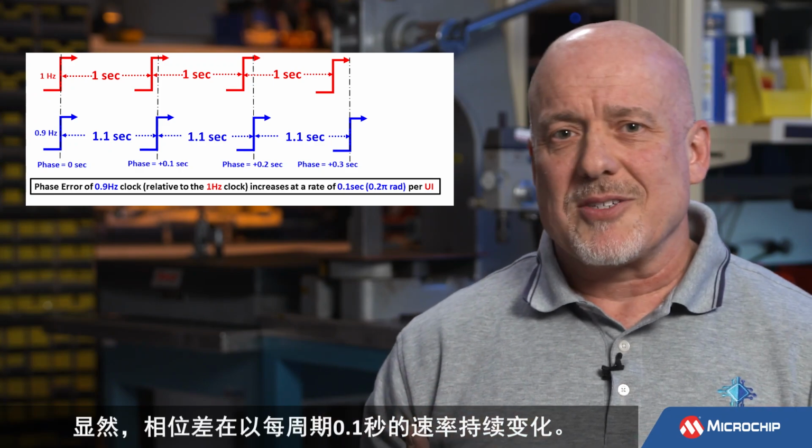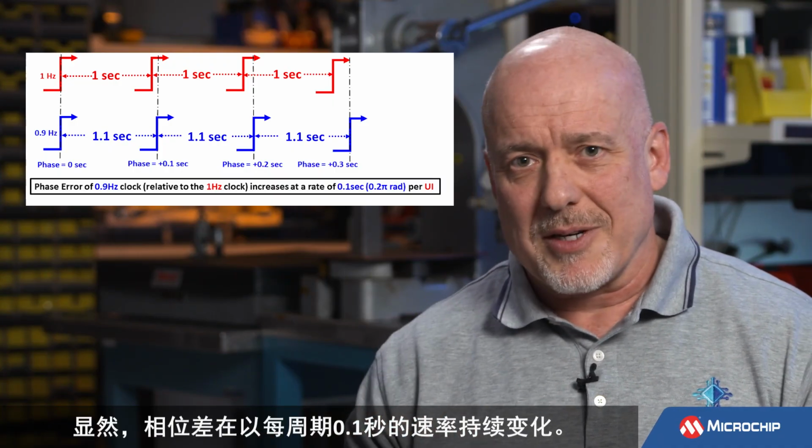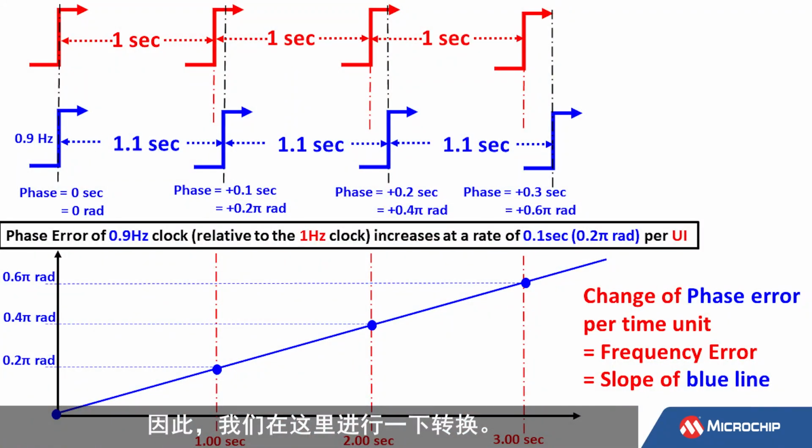So we can see that the phase is changing, and that change is at a rate of 0.1 seconds per period. Another way to say this is that we have a constant rate of change. The constant rate of change is 0.1 seconds per period. Now again, as I mentioned in the previous video, we tend to prefer to express phase in terms of radians to keep things a little less confusing, so let's do that here. After one period, the phase of the blue clock versus the red clock is 0.2 pi radians. After 2 periods, that phase has increased again, and it is now 0.4 pi radians. And after 3 periods, it's 0.6 pi radians, and so on.